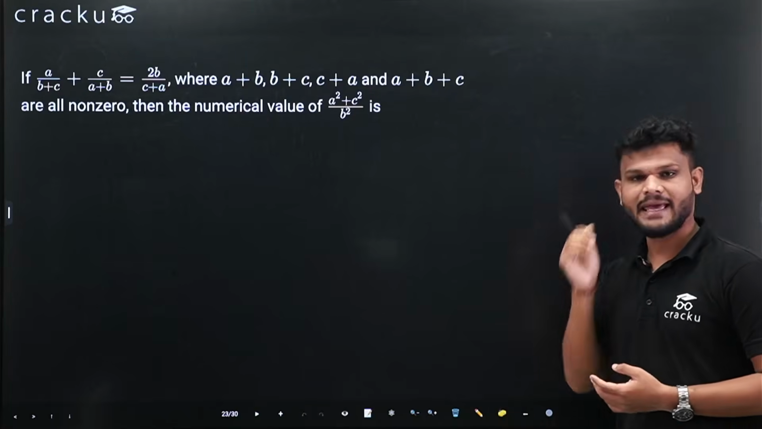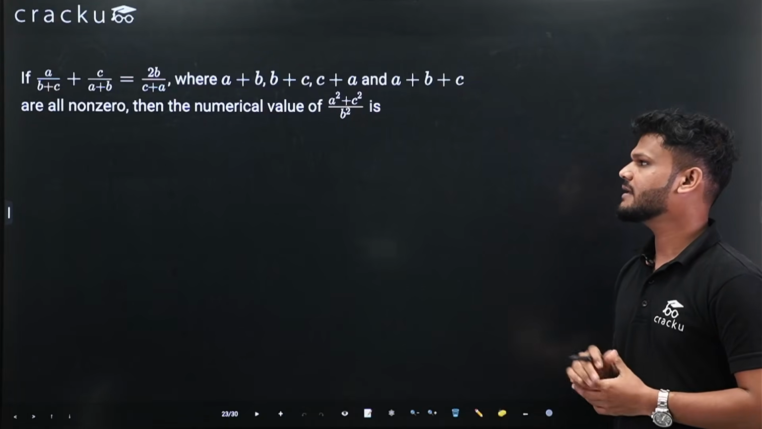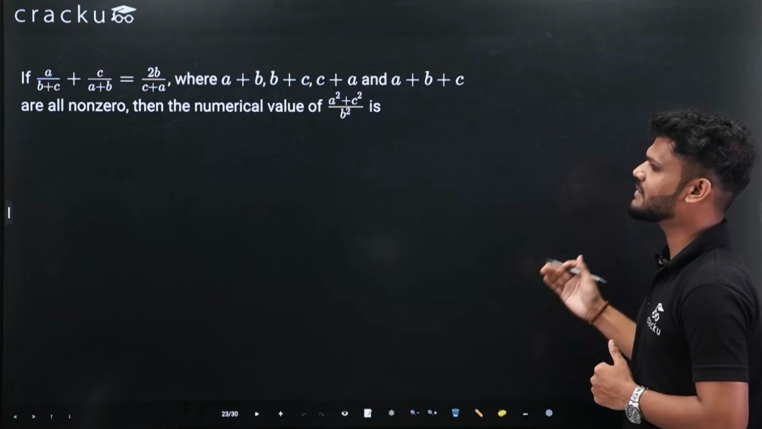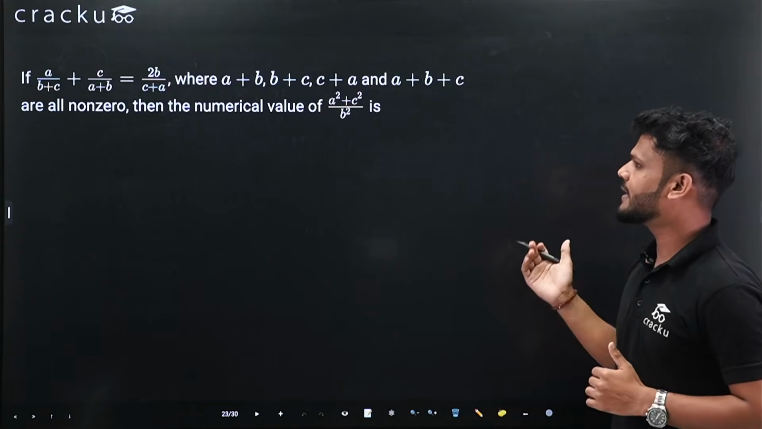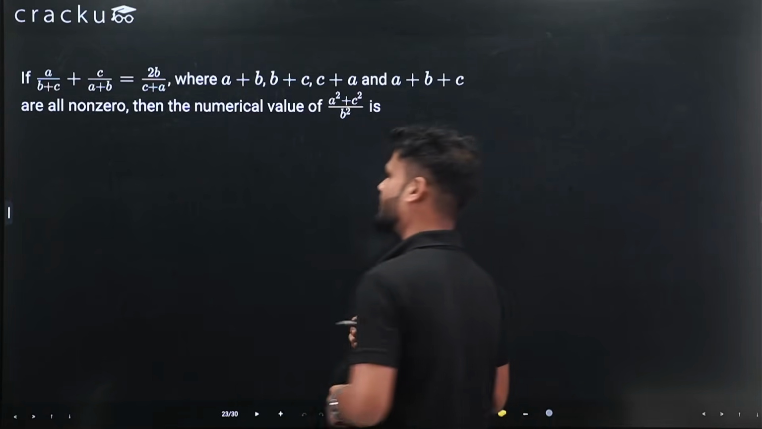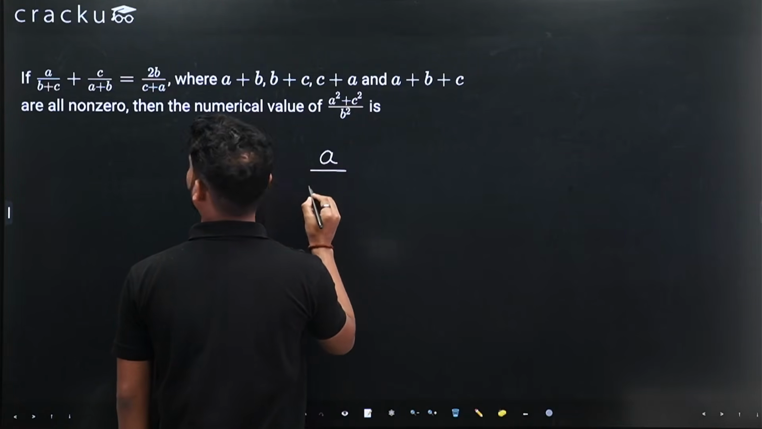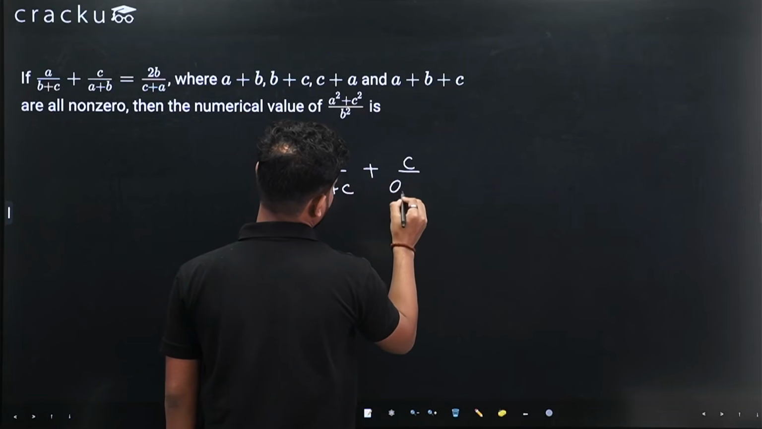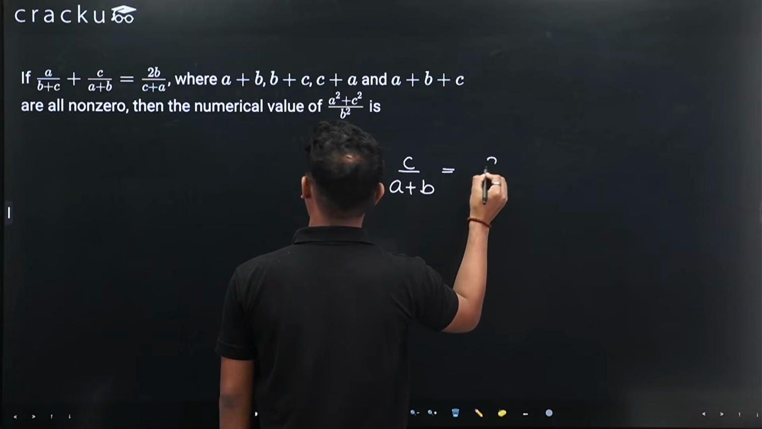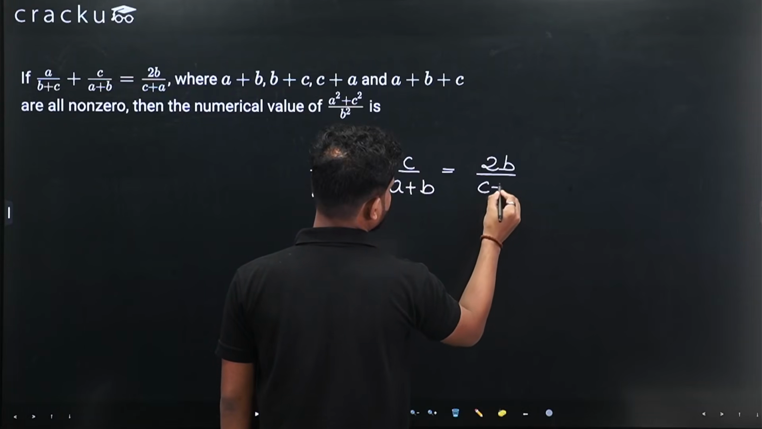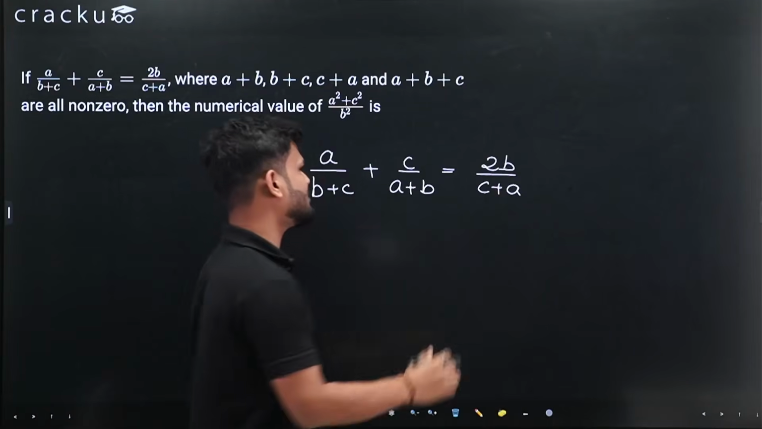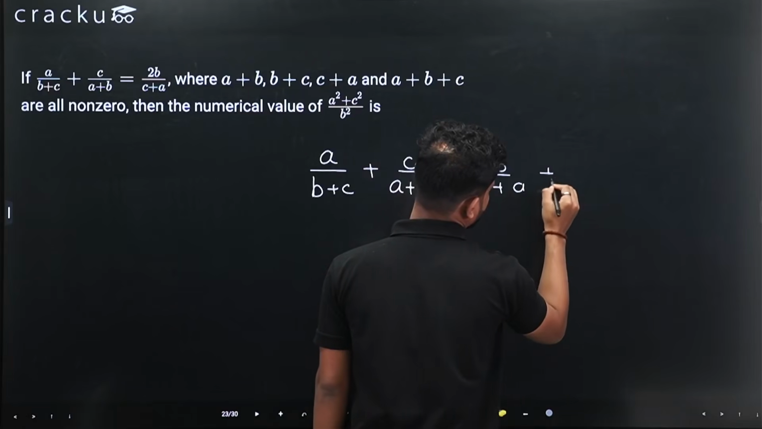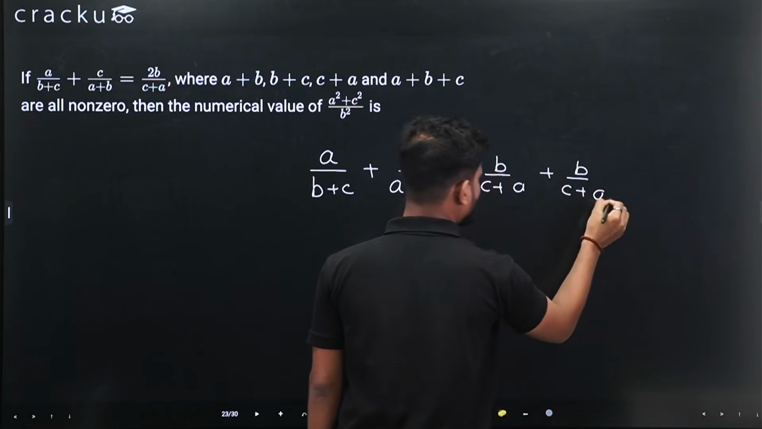In this question we are given A upon B plus C equal to C upon A plus B equal to 2B upon A plus C, where A plus B, B plus C, C plus A and A plus B plus C are all non-zero. Then the numerical value of A square plus C square by B square is what? Let us first write down A upon B plus C plus C upon A plus B is equal to 2B upon C plus A. Can I write this 2B upon C plus A as B upon C plus A plus B upon C plus A? Absolutely I can write.